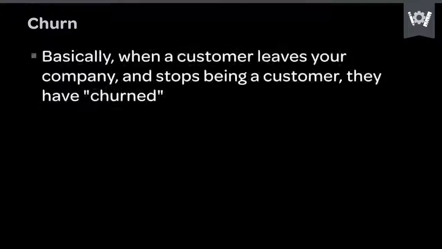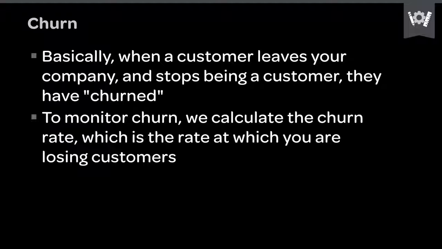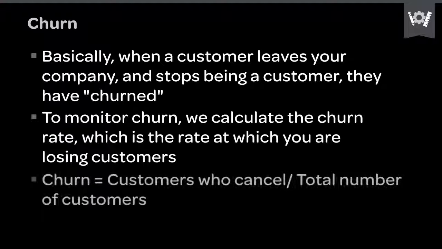Now, the second metric we're going to go over is churn. Although it's a simple metric to calculate, churn is extremely important and can help determine the very future of your company. Churn is attrition. Basically, when a customer leaves your company and stops being a customer, they have churned. To monitor churn, we calculate the churn rate, which is the rate at which we're losing customers. To calculate churn, you divide the number of customers who canceled by the total number of customers.